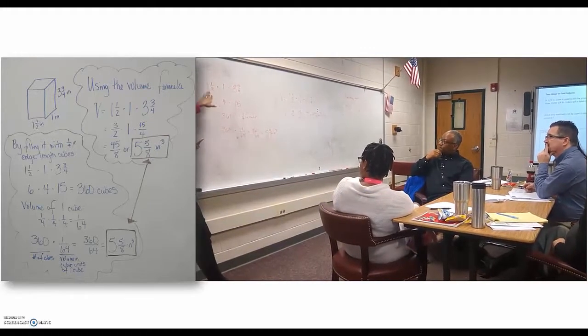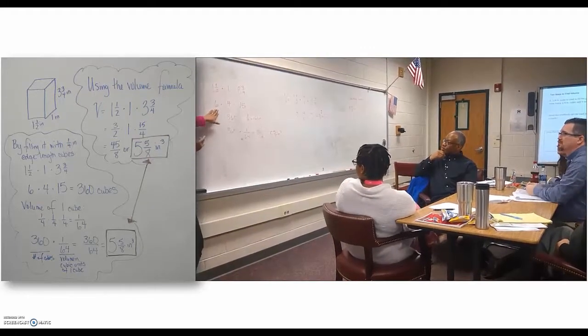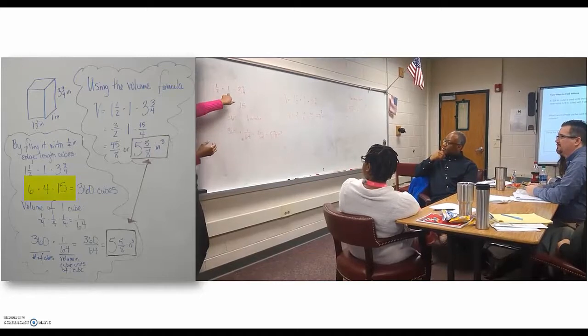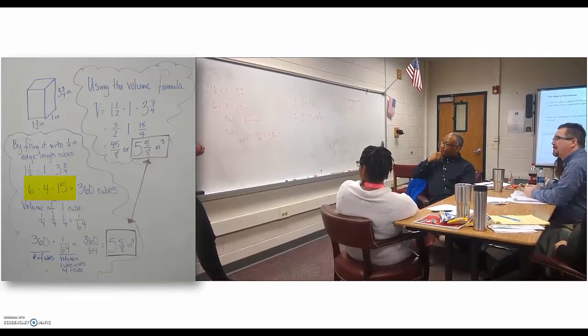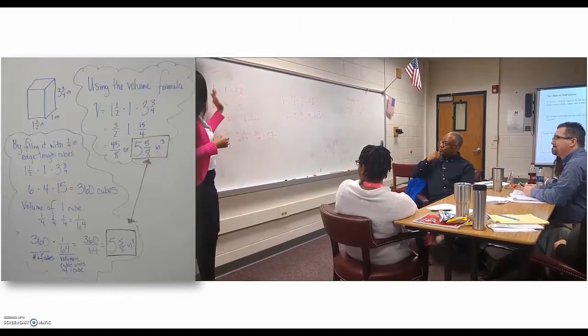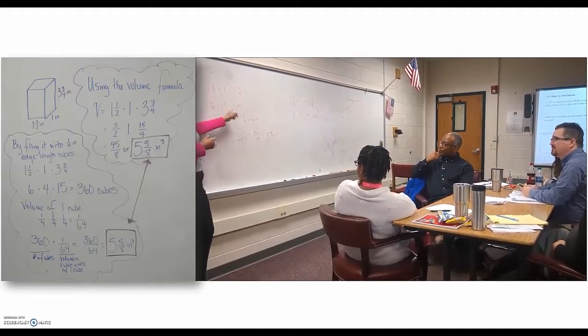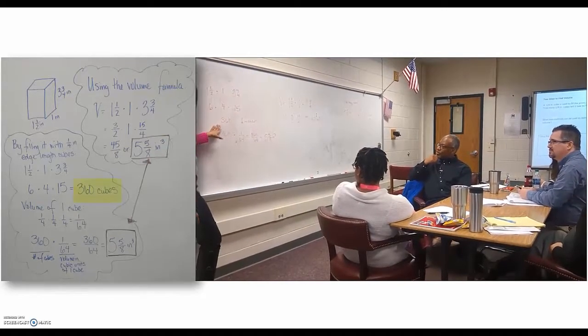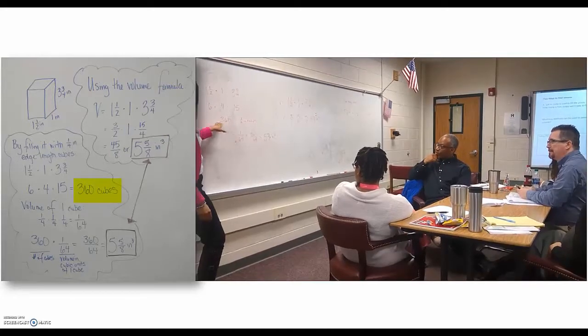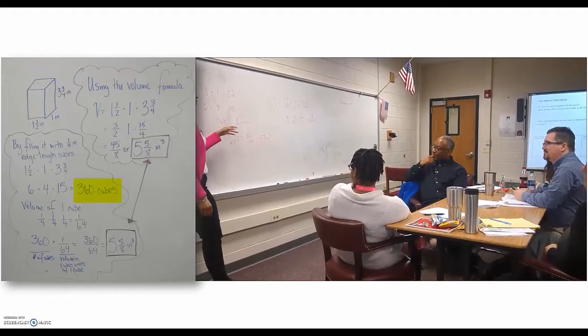And so here we see that in 1/2 we have how many 1/4? 6. And then in 1 we have 4. And then the last one? 15. So if we were to multiply each of those side lengths together, length times width times height, but we're doing it with 1/4, we end up with what? 360. And that 360 represents what?